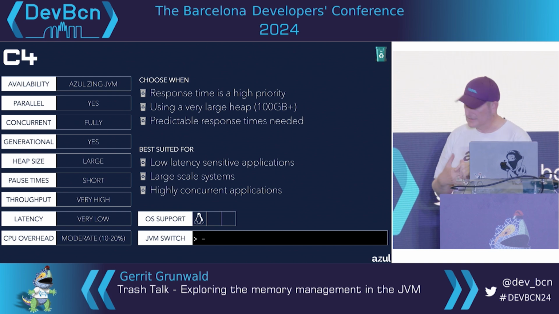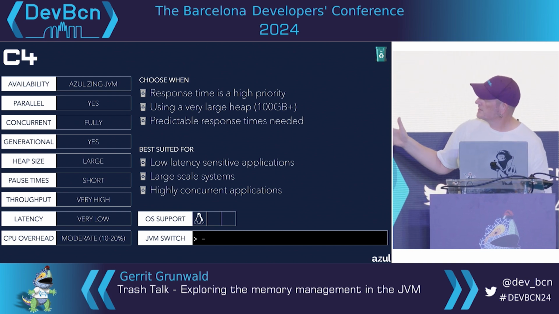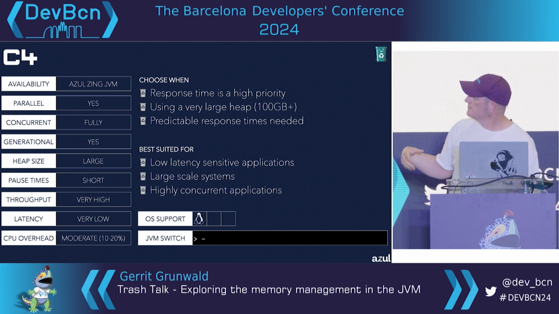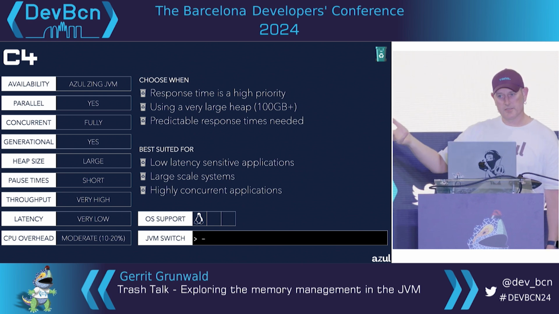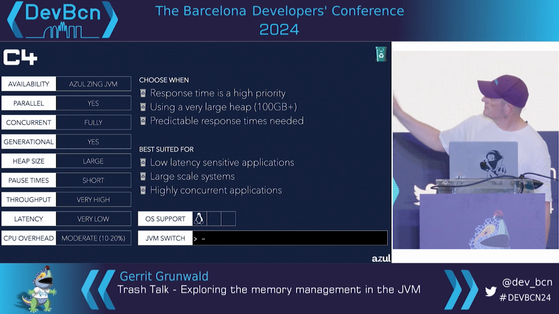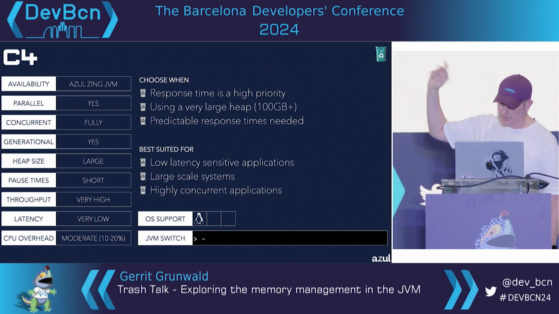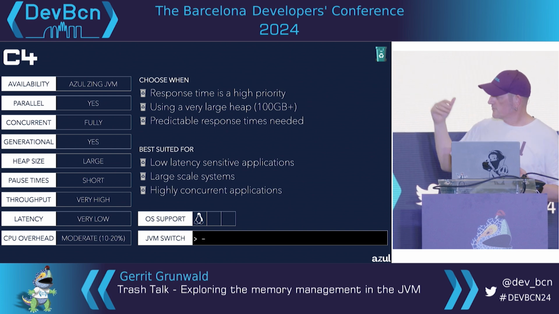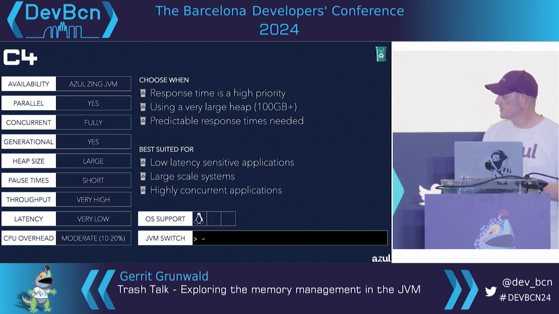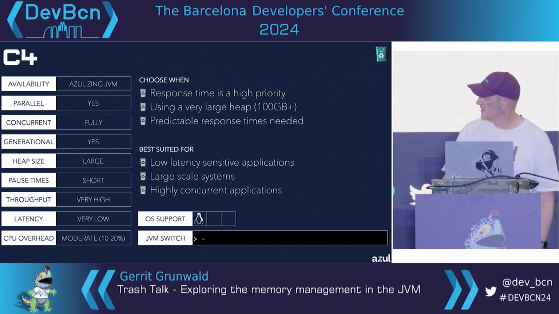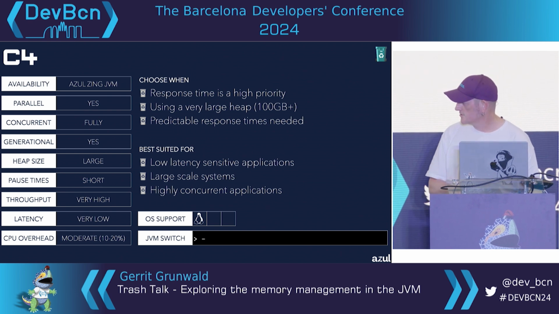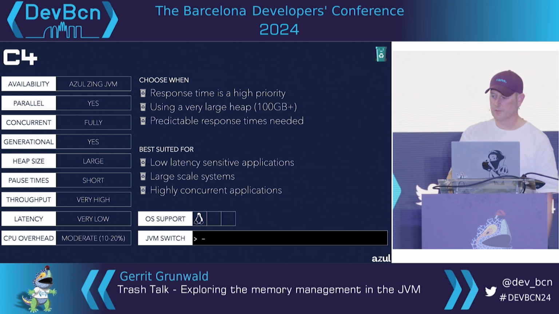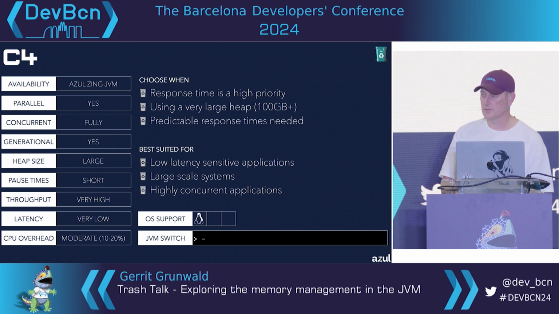Quick release, done. C4 is only available with Azul Zing, which is our own JVM. But like I said, ZGC is very much the same. The response time is high priority. Like I said, we have customers who are using 21 terabytes of heap. It's very good for latency-sensitive applications, for large scale systems, and for highly concurrent applications. It's only available on Linux, which is usually not a problem because most people run stuff on Linux anyway.